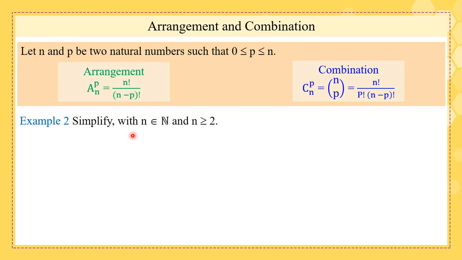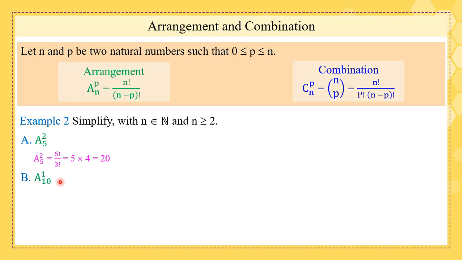Let's see, we need to simplify this quantity, so we just apply the definition here. What is A(5,2)? It will be 5 factorial over 5 minus 2, which is 3 factorial, and this is 5 times 4, which is 20 after simplification, or we can use the calculator here.